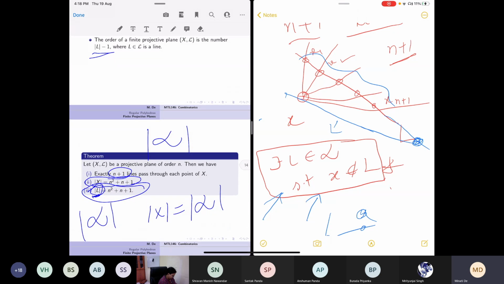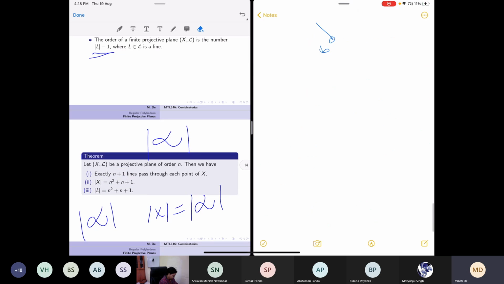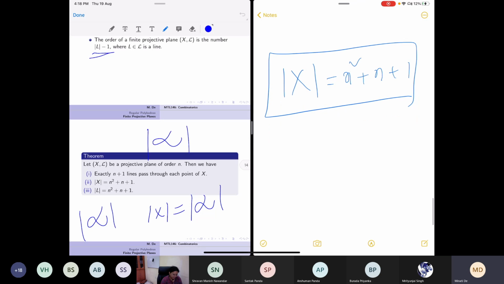The other statement means, let's say I want to prove the second statement. How will you prove such a statement? The cardinality of X is n square plus n plus 1. Can you prove that there are exactly this many points in your system, not more, not less? Can you prove it quickly? Any idea?